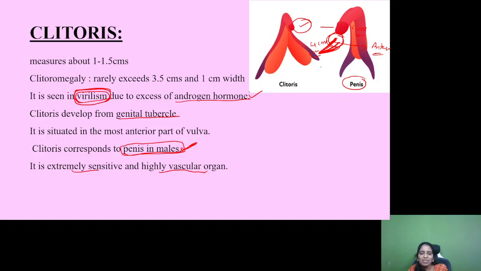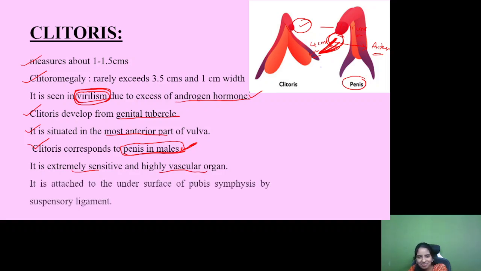The important points here: the normal size of the clitoris is important. It is only 1 to 1.5 centimeters, and regarding clitoromegaly also they can ask. Next, where does the clitoris develop from? From the genital tubercle. And where is it situated? In the anterior most part of the vulva. It is similar to the penis of the males. We'll go to the next slide.